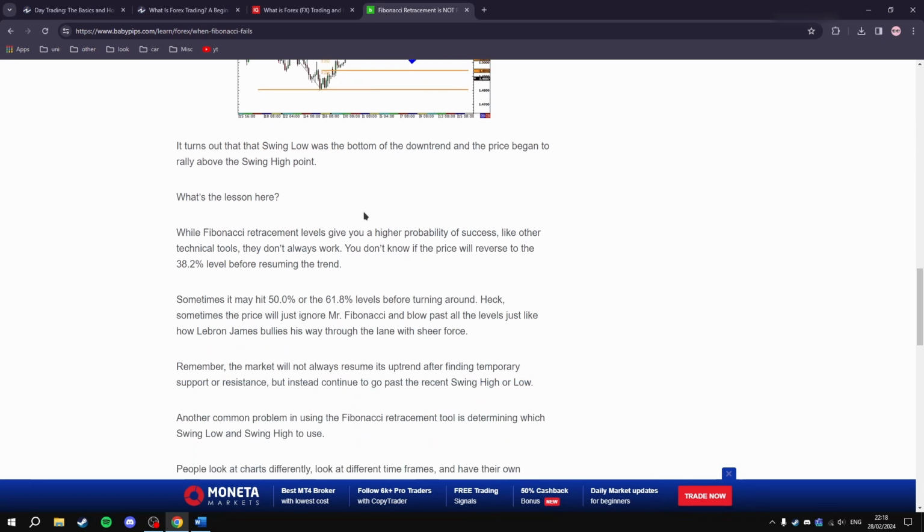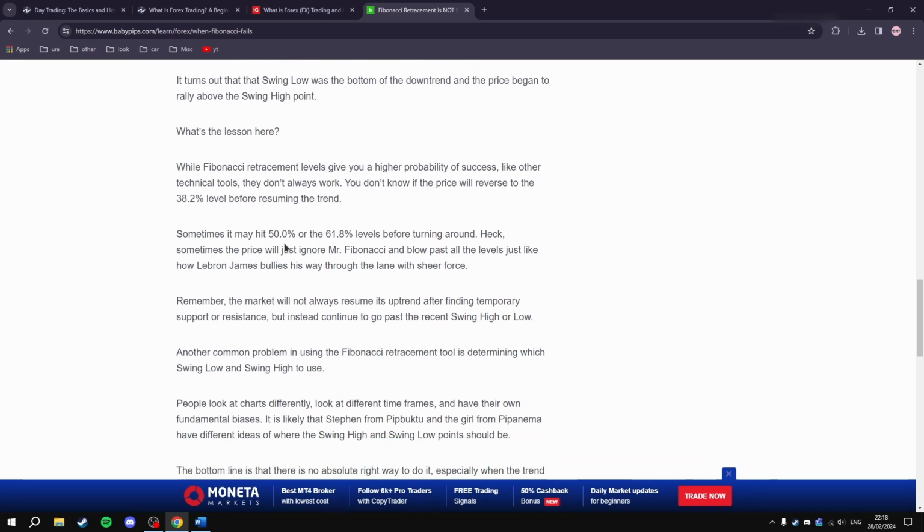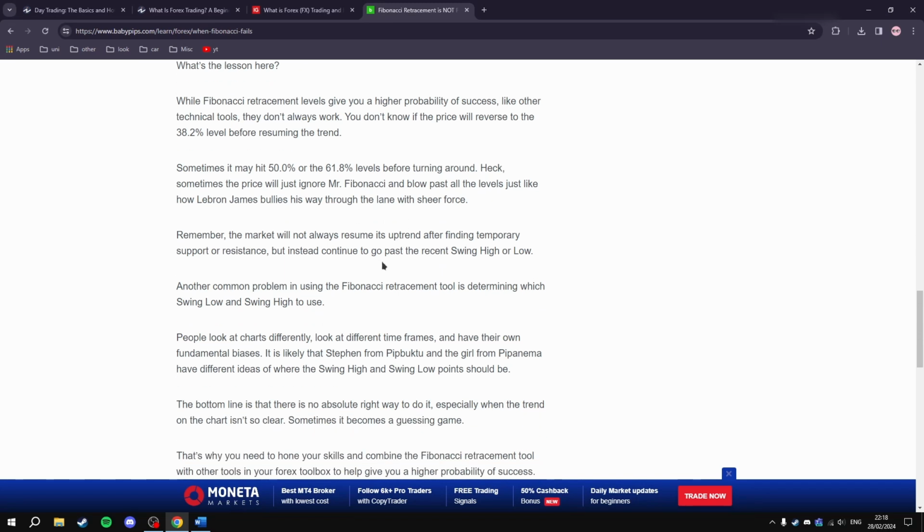While Fibonacci retracement levels give you a high probability of success, like other technical tools, they don't always work. You don't know if the price will reverse at the 38.2% level before resuming the trend. Sometimes it may hit 50% or the 61.8% levels before turning around. Heck, sometimes the price will just ignore Mr. Fibonacci and blow past all levels, just like how LeBron James bullies his way through the lane with sheer force.